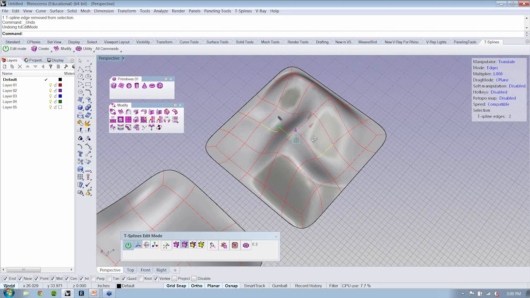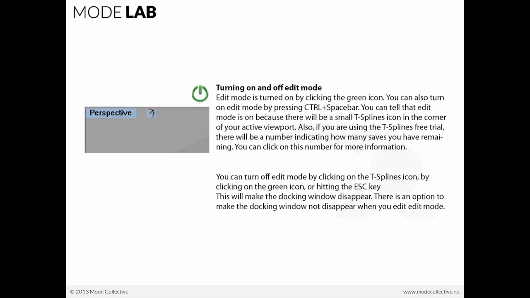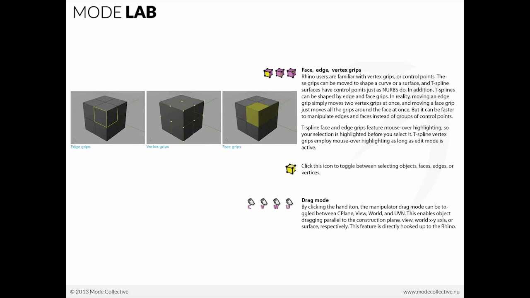So edit mode. Edit mode is a collection of tools that are optimized for quickly editing T-Splines objects. And you turn it on and off using the little on-off button that we were just looking at. It's a green icon. And T-Splines objects can be edited using either faces, edges, or vertices. Those are referred to as vertex grips. You can see here the kind of different things that you would be able to edit with, edges, faces, and vertices.